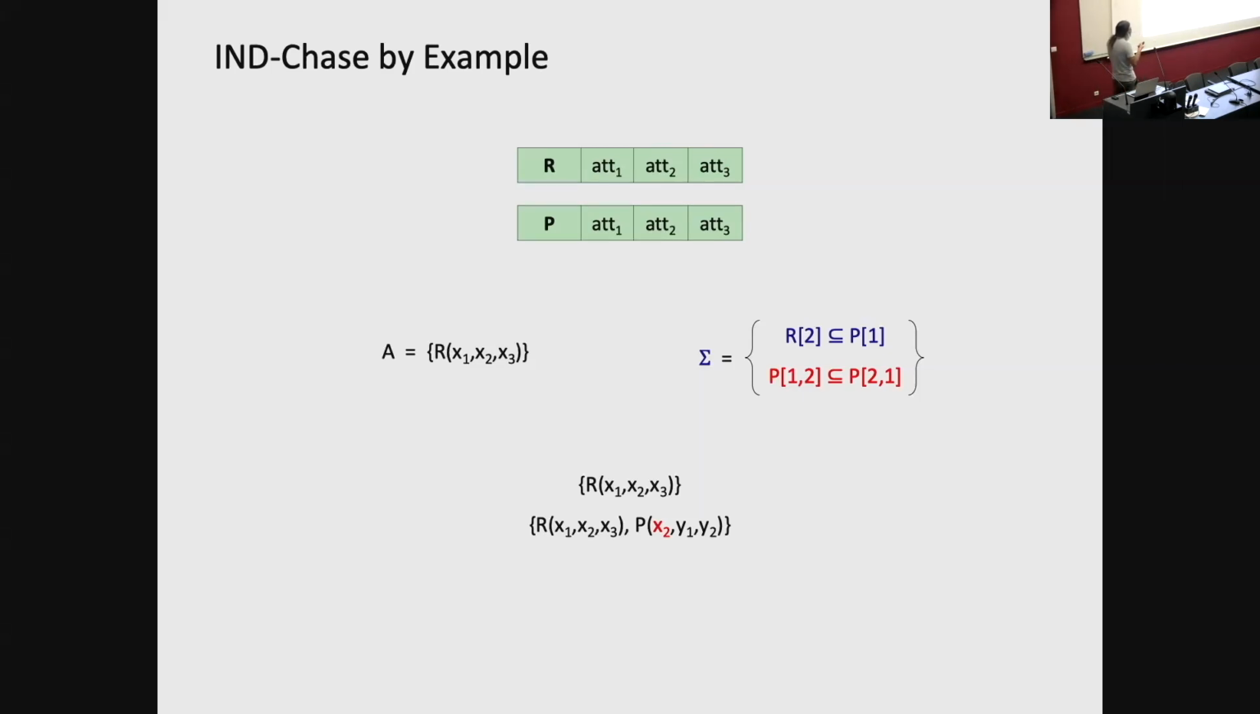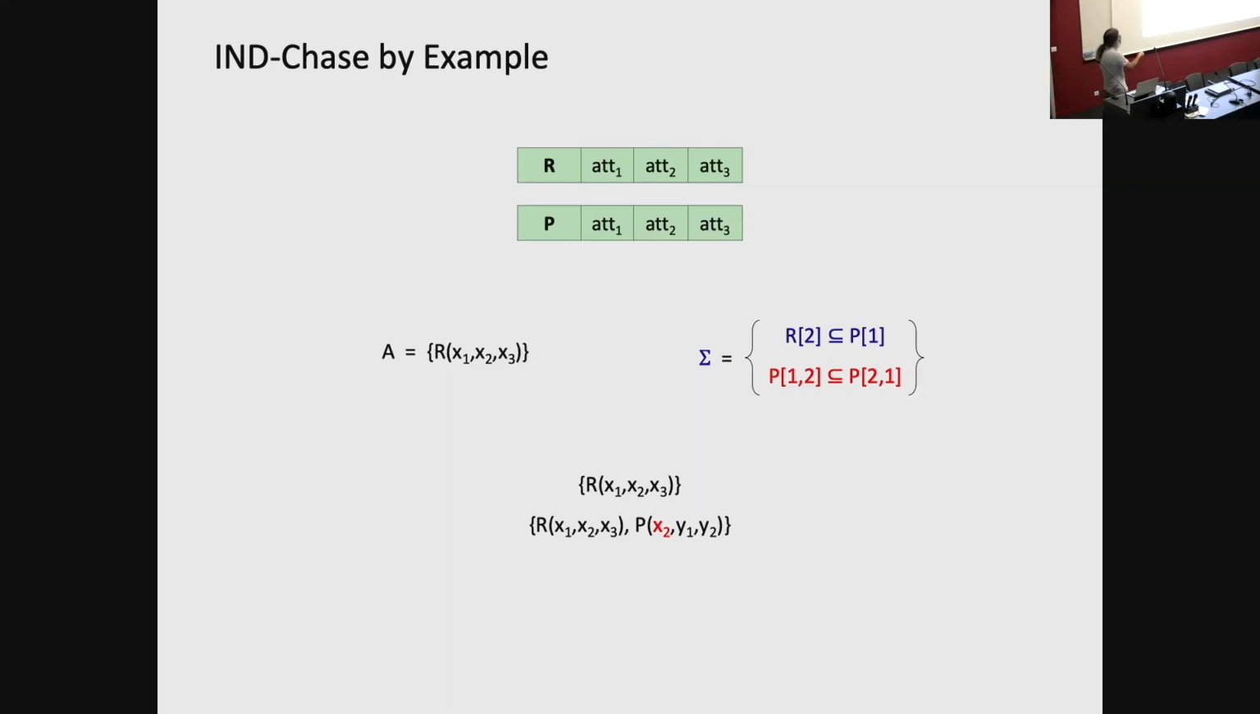But now you see already a key difference between the chase procedure for functional dependencies and the chase for inclusion dependencies. Here now we start introducing new variables, and we start adding new atoms in the chase, something that we didn't have to do with functional dependencies. There we are just equating variables. Here now we have to start introducing new things in order to satisfy a constraint.